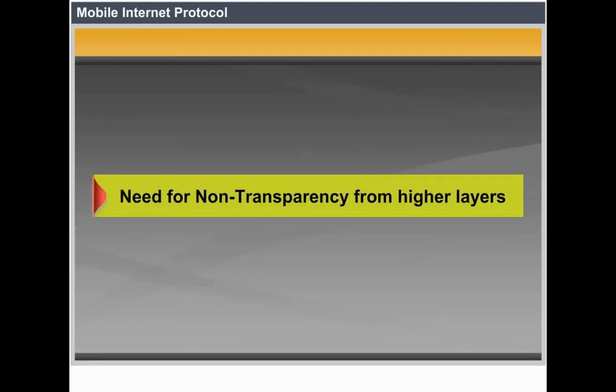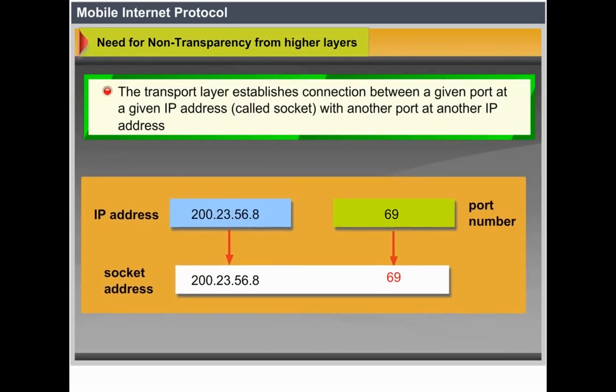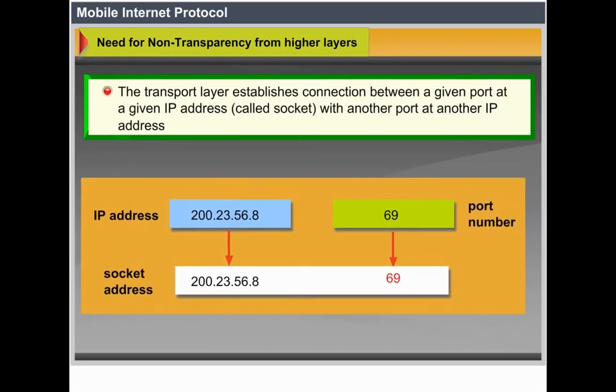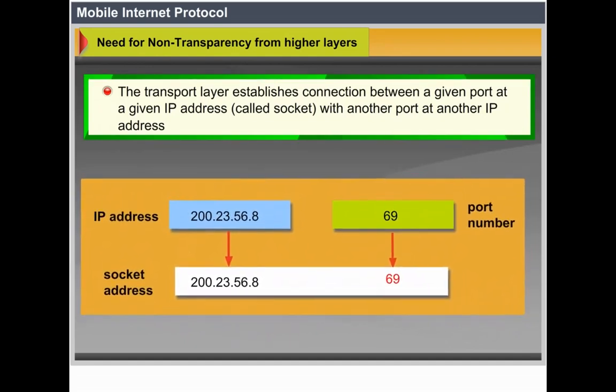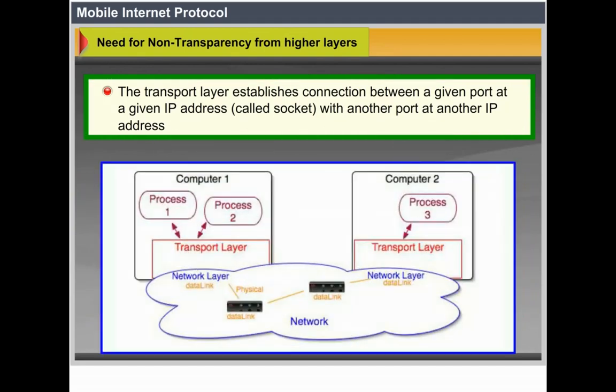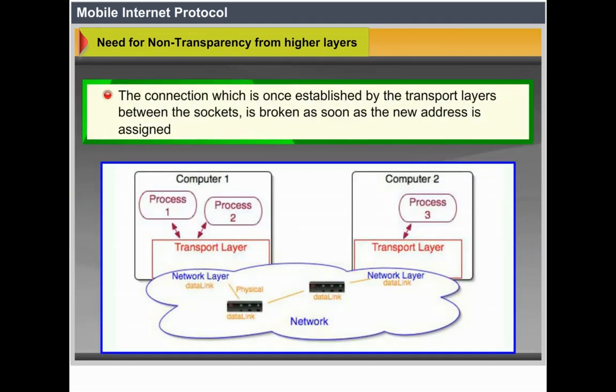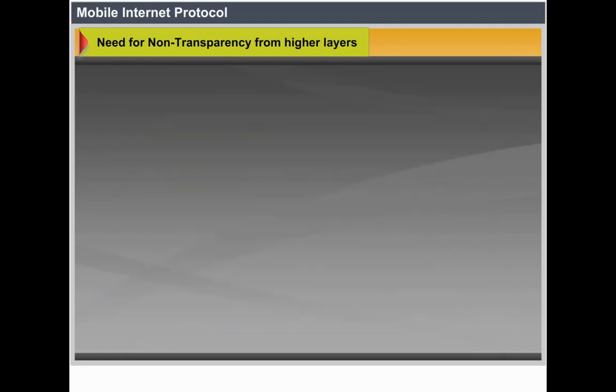Need for non-transparency from higher layers. The transport layer establishes a connection between a given port at a given IP address, called a socket, with another port at another IP address. The connection, once established by the transport layer between the sockets, is broken as soon as the new address is assigned.